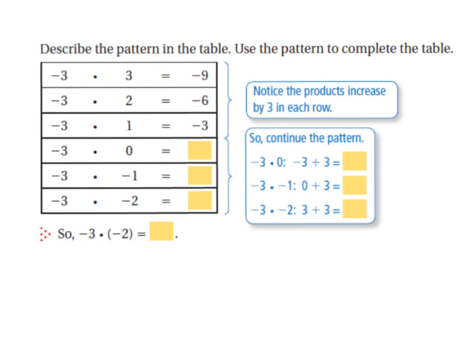So we can go down and find a pattern. Negative 3 times 3 is negative 9. Got that. Negative 3 times 2 is negative 6. Negative 3 times 1 is negative 3. Negative 3 times 0 is 0. Any number times 0 is 0. Notice our pattern. Negative 9 to negative 6 to negative 3 to 0. We're going up 3 each time. So if I continued our pattern, we have 3 and 6. Notice I have 2 negatives and my answer is positive.